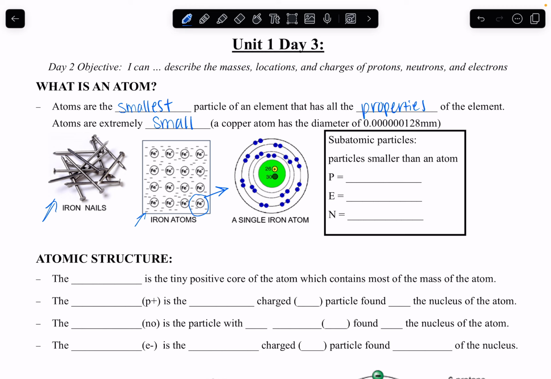We have 3 subatomic particles, sub meaning it's smaller than your atom, okay? That includes your P, which stands for protons, and protons are positive. Remember, we got that big old plus sign in our name right there. E stands for electrons, and those are negative. And then we have N, which is our neutrons, and those are neutral. Remember, neutron and neutral both start with NEU. It's an easy way to remember that.